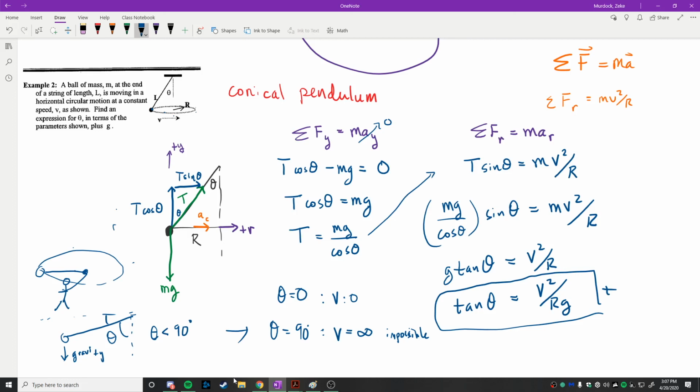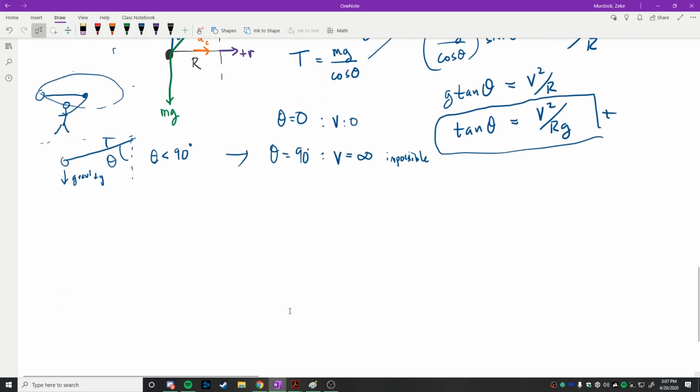Do you guys have any questions? Nope. It can't be greater than 90. A different angle? Yeah, so if we pick another angle, we can see what it's going to be. For example, here's an easy one. If we take theta equal to 45 degrees, then the velocity is going to be equal to the square root of rg.